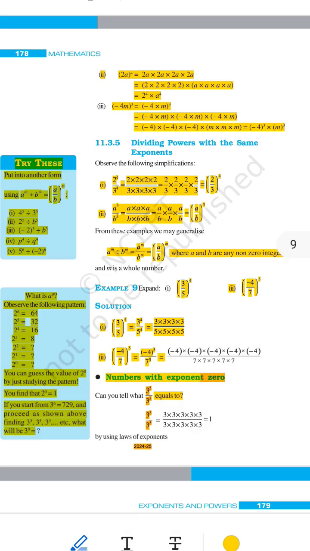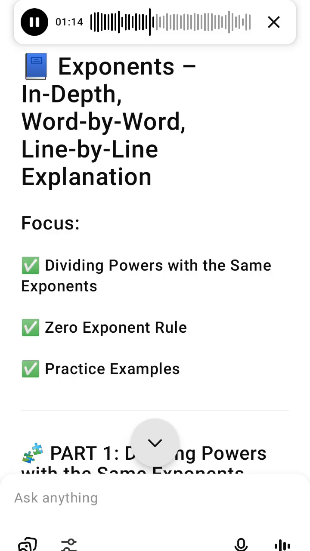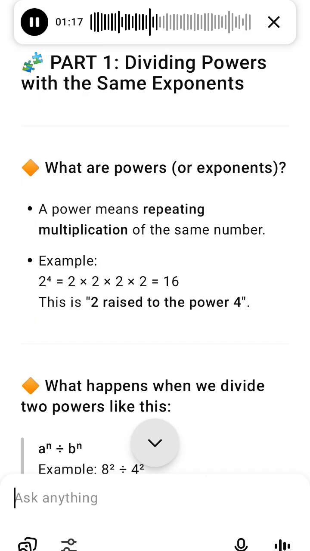Rule: if two numbers have the same exponent, same power, and you're dividing them, a^n over b^n equals (a over b)^n, where a and b are any non-zero numbers. n is a whole number like 1, 2, 3. Example: 8^4 over 4^4 equals (8 over 4)^4, which equals 2^4.